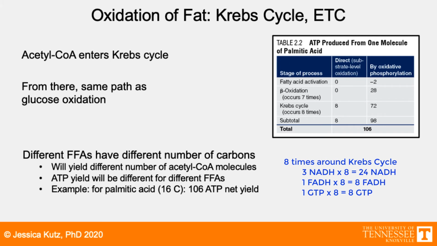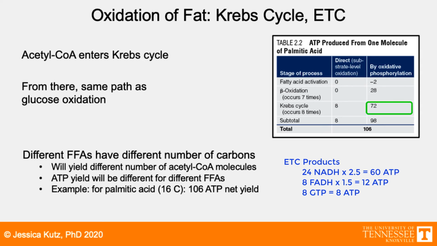Next, we're going to take those intermediate molecules and shuttle them to the electron transport chain. And this is going to allow us to generate ATP. And so we'll end up with 24 NADH molecules times 2.5, so we'll get 60 ATP, plus 8 FADH molecules times 1.5, so we'll get 12 ATP. That's where you see the 72 on the table. And then those direct 8 GTP molecules will be immediately converted to 8 ATP molecules.